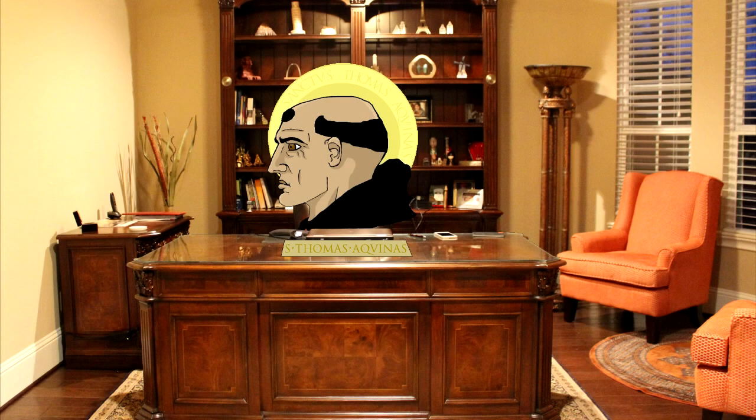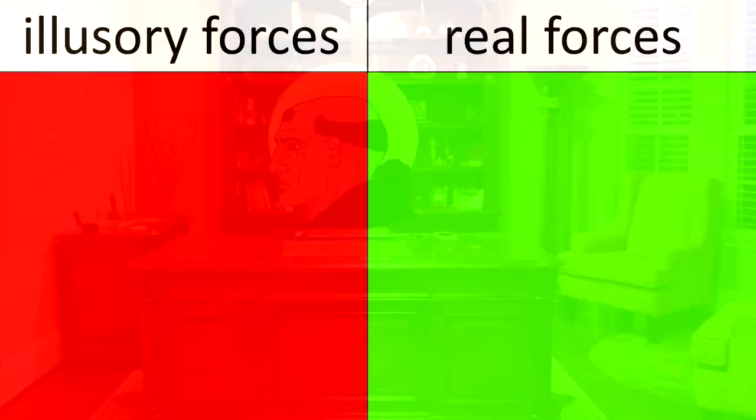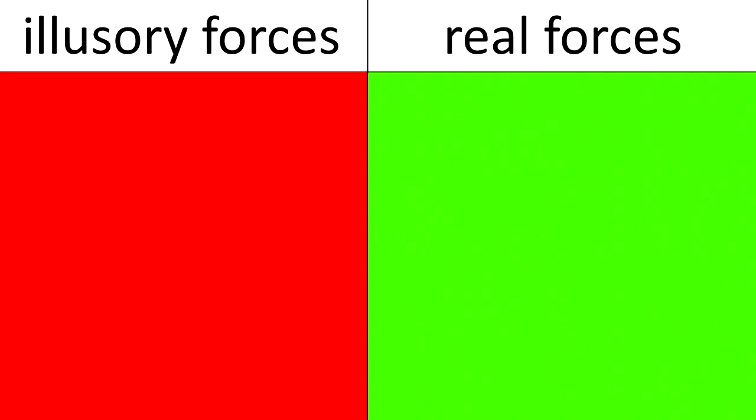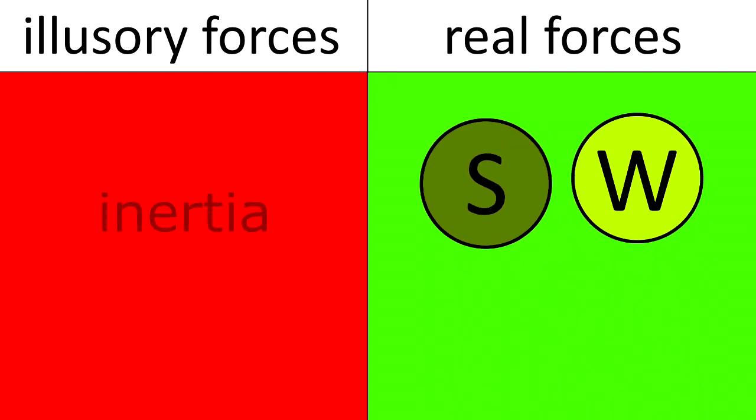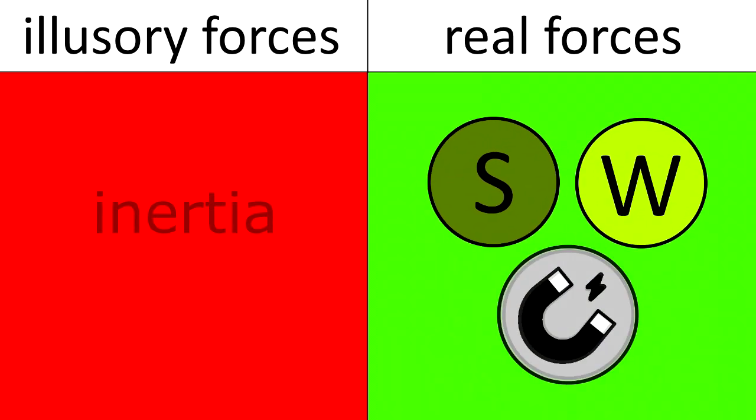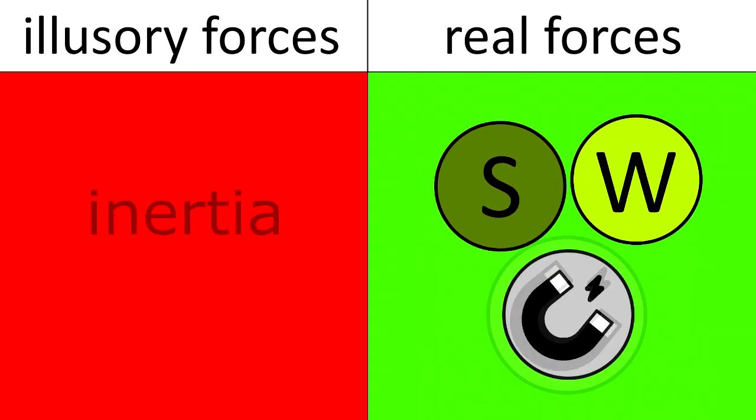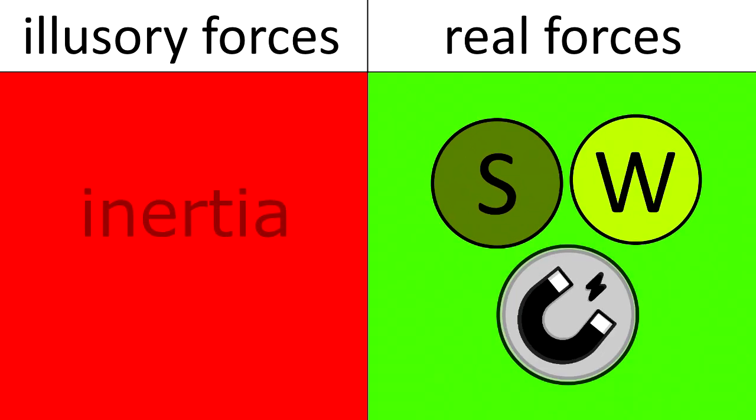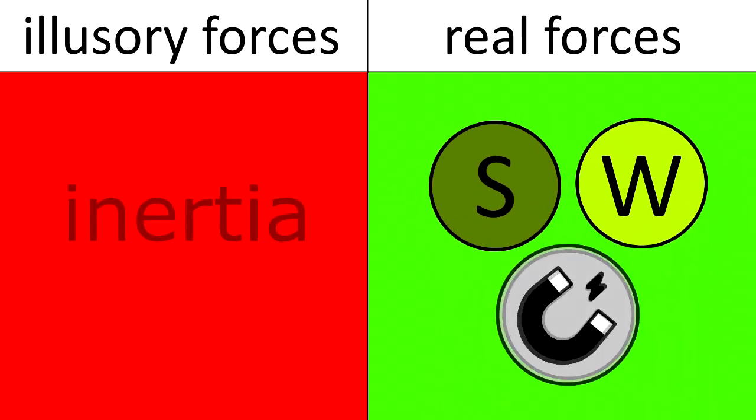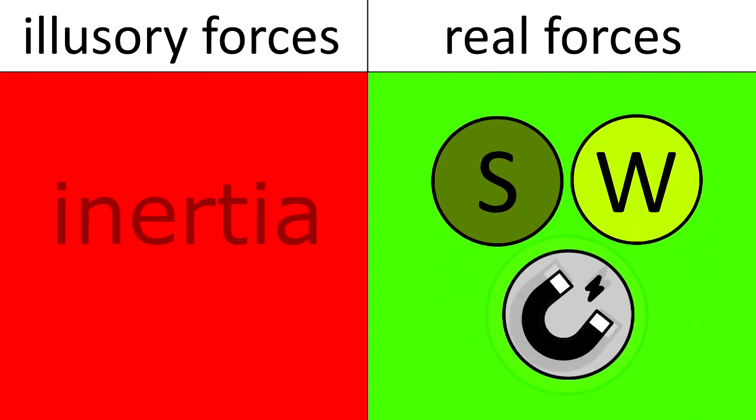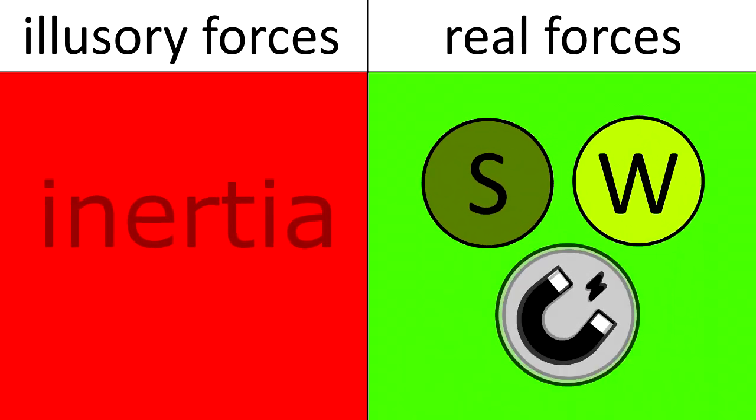There exist two kinds of forces, real forces and illusory forces. Illusory forces include inertia, they're forces that appear to be there, but are actually not, while real forces are the strong and weak nuclear interactions. And most importantly, the electromagnetic interaction. The nuclear interactions are responsible for the creation of protons and neutrons and for radioactive decay, while the electromagnetic interaction is responsible for everything else.